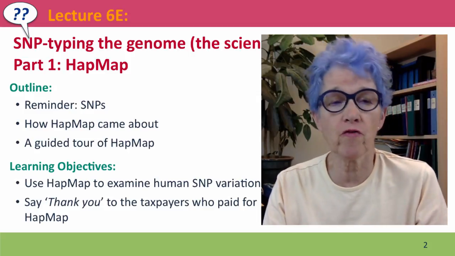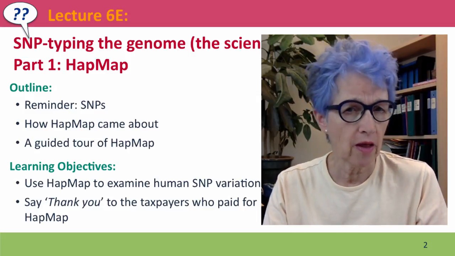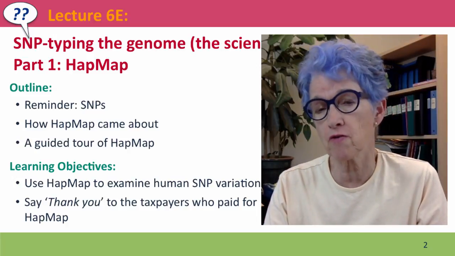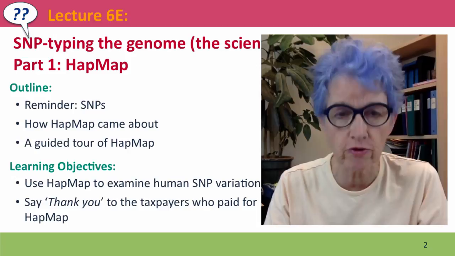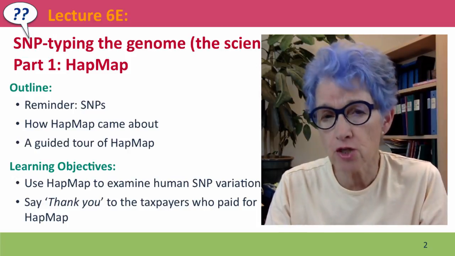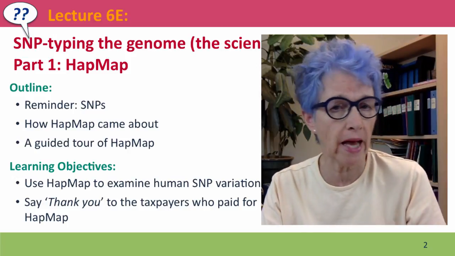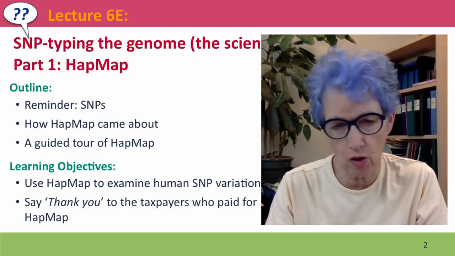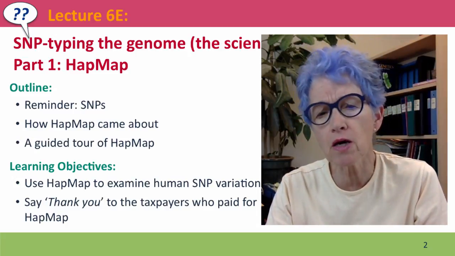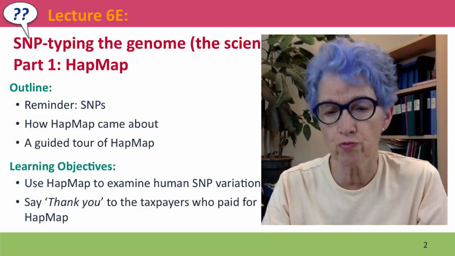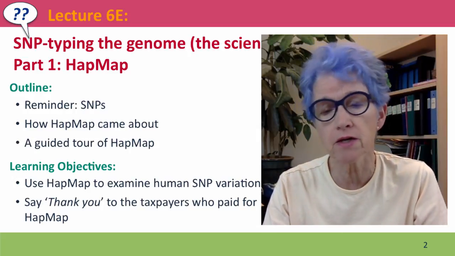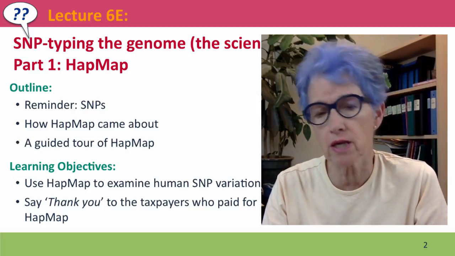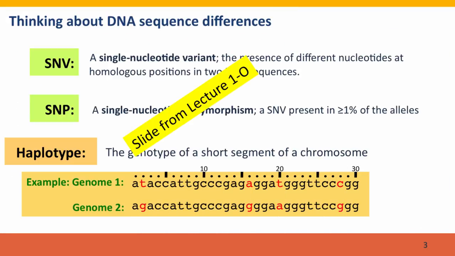This is the first of a couple of lectures about the phenomenon of being able to type the human genome for the presence of SNPs, markers of genetic difference. And in this lecture, we're going to introduce the resource called HapMap. First, we'll do a little reminder about what SNPs are, what they mean. Then we'll talk about how HapMap came about briefly, and then I'll give you a guided tour of HapMap showing how we can use it to understand human genetic diversity.